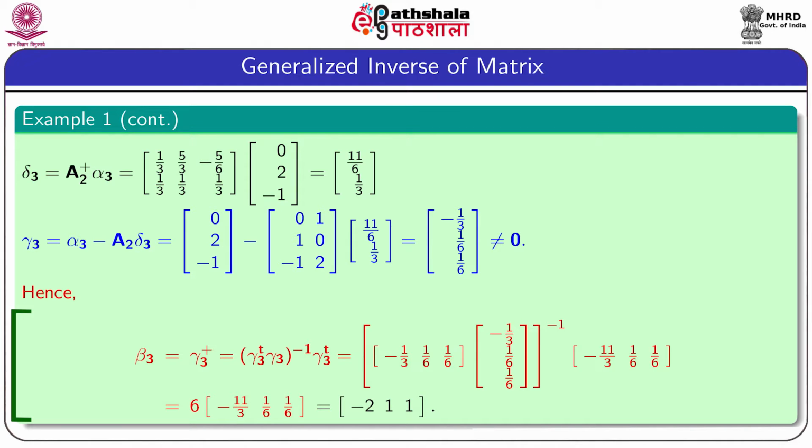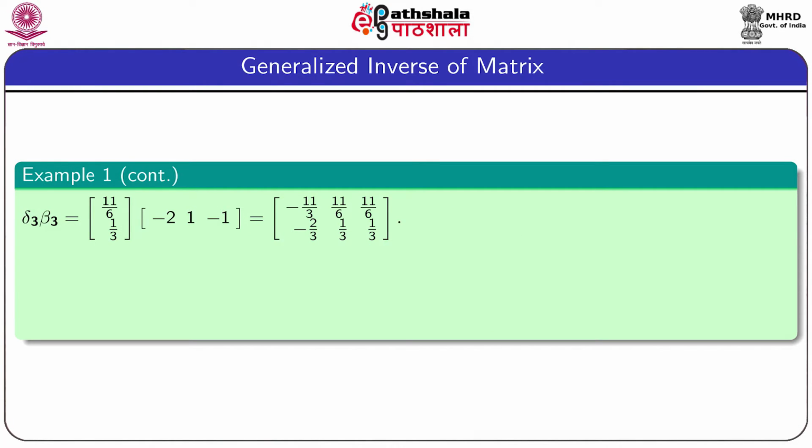Hence, beta 3 equal to gamma 3 plus, which is equal to the conventional inverse of the matrix gamma 3 transpose gamma 3, whole into gamma 3 transpose. After simplification, this reduces to a row vector whose elements are 6 into minus 1/3, 1 by 6 and 1 by 6. And again after simplification, it reduces to a row vector whose elements are minus 2, 1, 1. So this is beta 3.